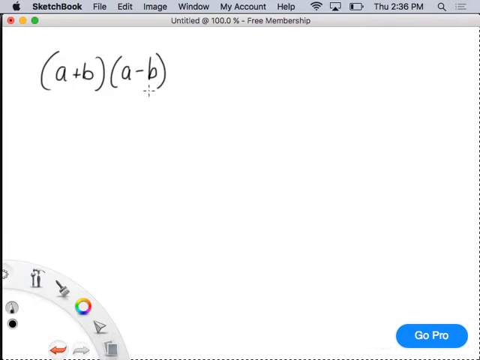Well, these two are called conjugates. Why are they called conjugates? Well, they're called conjugates because they have the same exact terms, a and b, but one is positive and one is negative in the middle. Does that make sense?